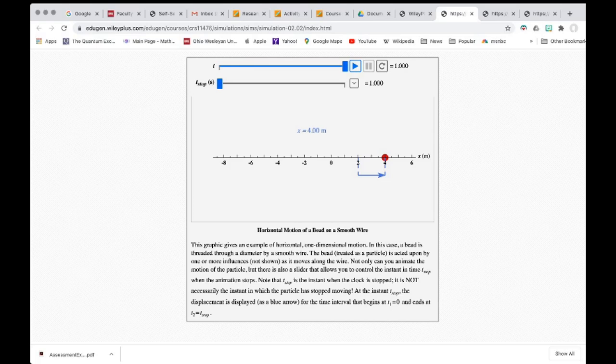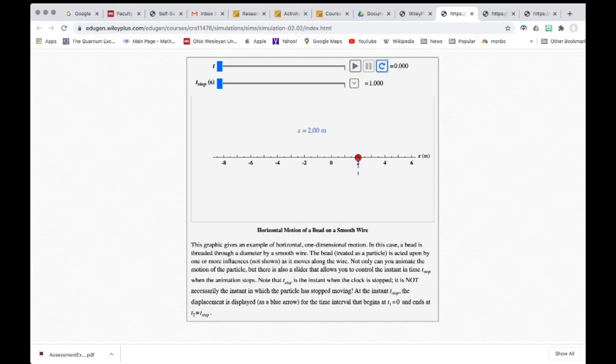Because you take x final minus x initial, x at the end of the time interval minus x at the beginning. X at the end is 4 meters. X at the beginning was 2 meters. 4 minus 2 is 2. So delta x is 2 meters, positive 2 meters, for this time interval. There's even a little blue arrow pointing to the right here to show you that the displacement was to the right, or in the positive x direction, for this time interval.